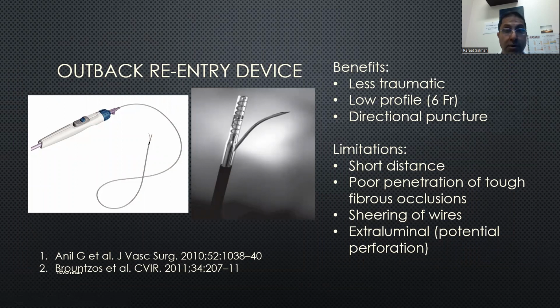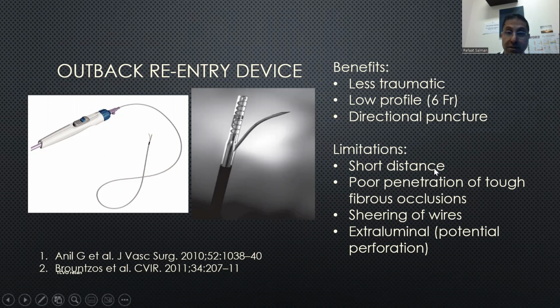I talked about it. The benefits are the device is less traumatic, low profile, 6 French. You can direct your puncture in the way you want, but the limitations are that this needle is a very short needle for long occlusions. It's not a proper device. It has a poor penetration of tough fibrous occlusions. Sometimes you cannot get inside the occlusion with this needle, and the wire can be sheared because of the sharp needle, and it is usually extraluminal with potential perforation.